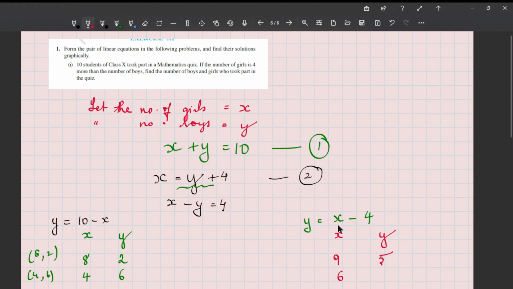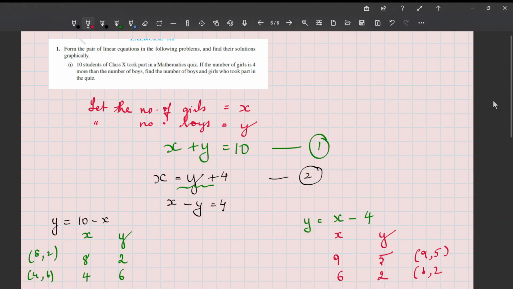So let us always take x more than 4. It is not wrong even if we take a negative value, because ultimately we just have to form a line. We will join the points and form a line. So here we are taking x as 6. So 6 minus 4 is 2. So the coordinates we have obtained now are (9, 5) and (6, 2).